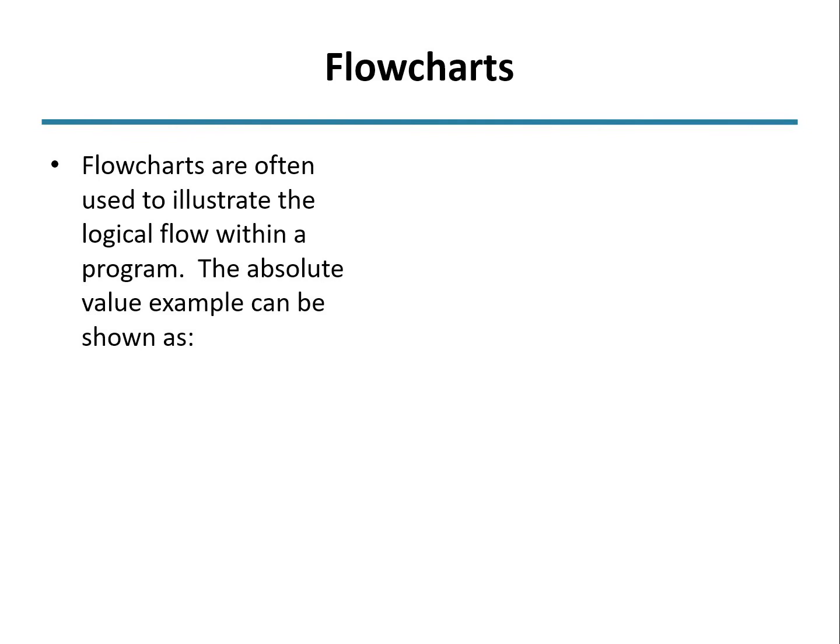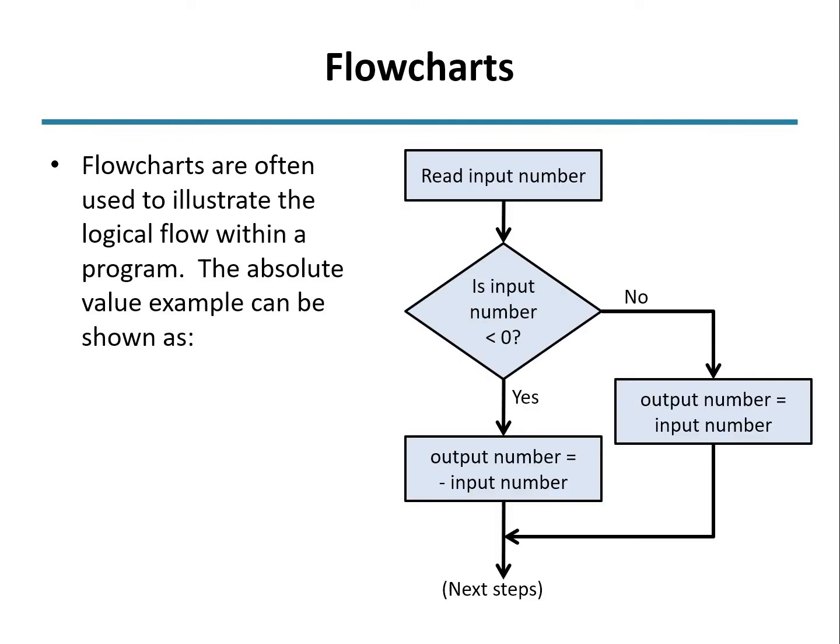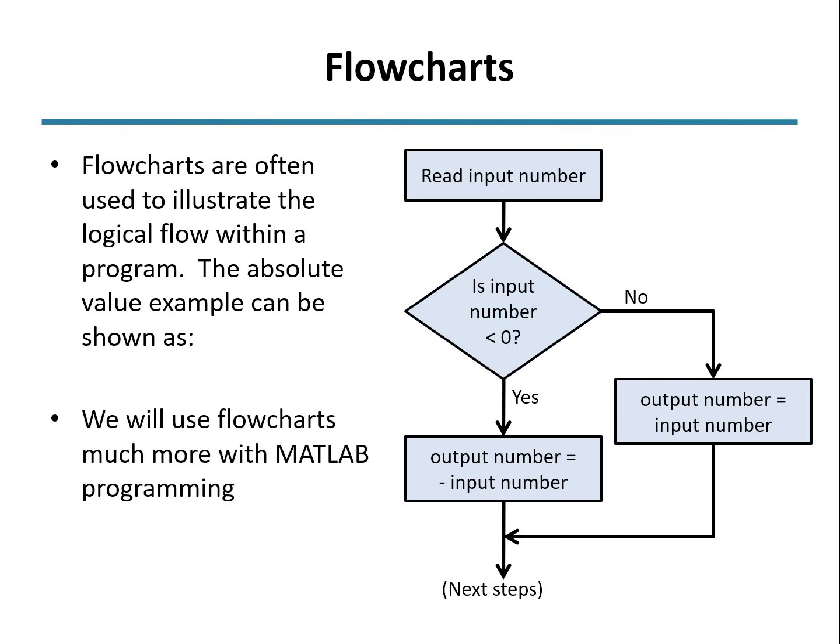Sometimes a flowchart really helps to illustrate that. And so here would be a flowchart of what we just did, of how to take the absolute value. We read an input number, then we come to a decision point. That diamond box always means a decision point. There's one thing coming in, and more than one, usually just two, going out. So we do one of two things. If it's true, then we do what's below: output number. We take the negative of the input number. If it's not, then the output number becomes the input number, and then we move on to the next steps.